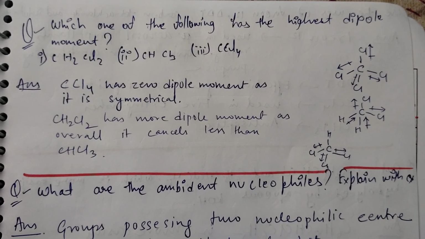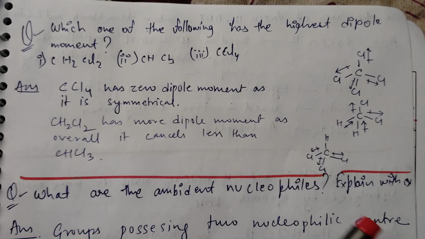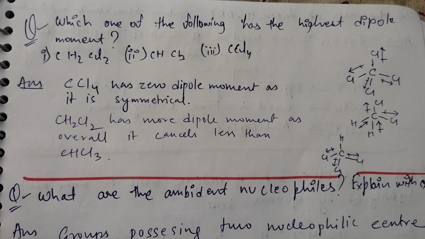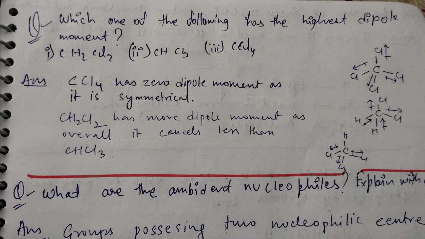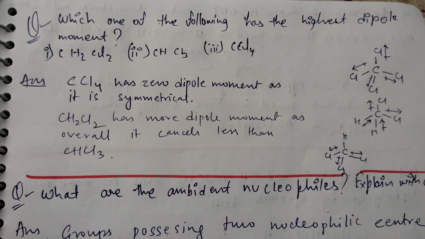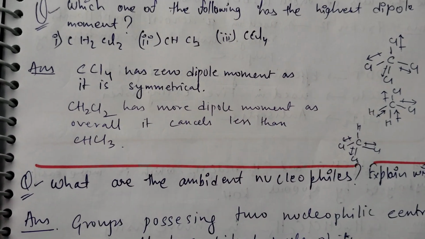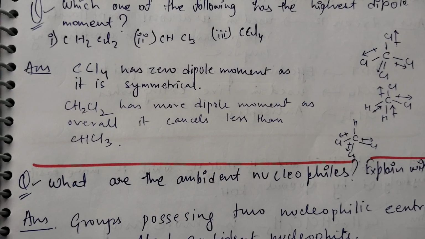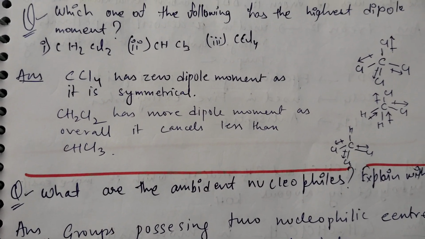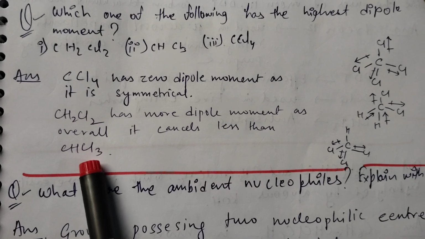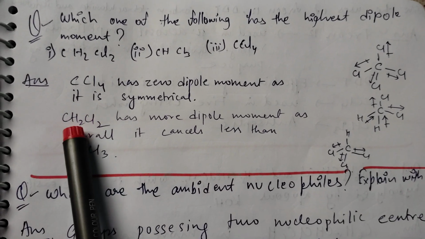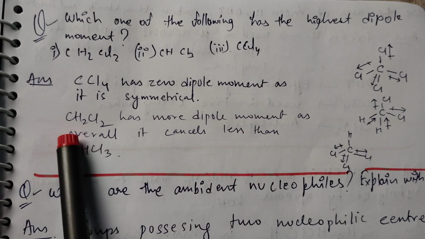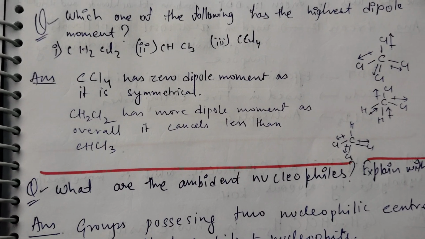Next question, which among the three has the highest dipole moment? So you draw these structures and draw the dipole moment signs. You will see that CCl4 has zero dipole moment as it cancels out from all sides. Next, CH2Cl2 and CHCl3. It looks like CHCl3 must have a high dipole moment, but experimentally CHCl3 has a lesser dipole moment, meaning overall the CH2Cl2 dipole moment cancels less than CHCl3. That is, CH2Cl2 has a higher dipole moment.